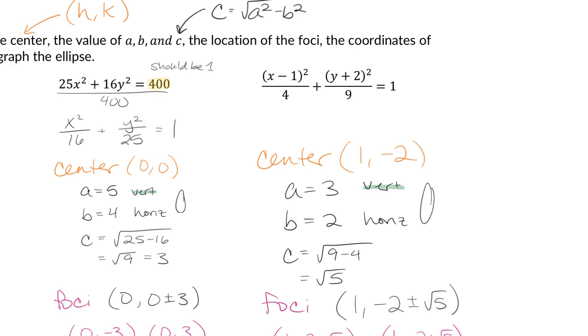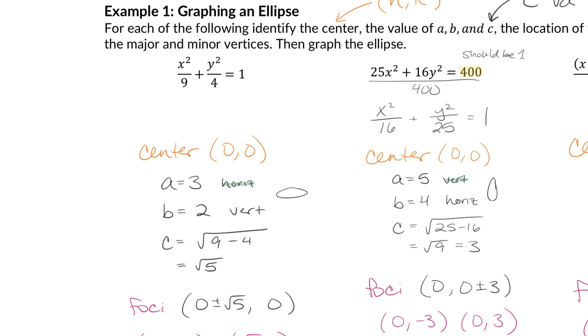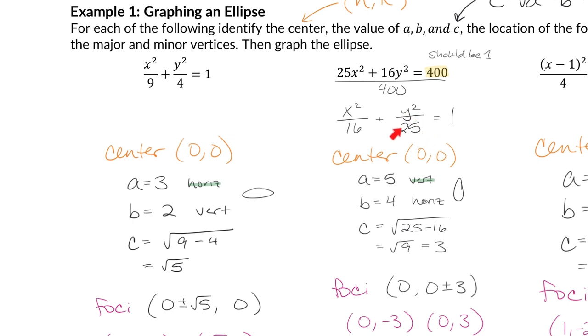One thing I want to make sure we understand here is that the larger value in the denominator is always a. So since the larger number in this problem was underneath the x, that means that the x is going to be longer. So you have a wider ellipse as opposed to a taller ellipse. In the second example, the larger value, the a value, was underneath the y. So you're going to have a tall ellipse, because the y values go up and down, as opposed to a wide ellipse.